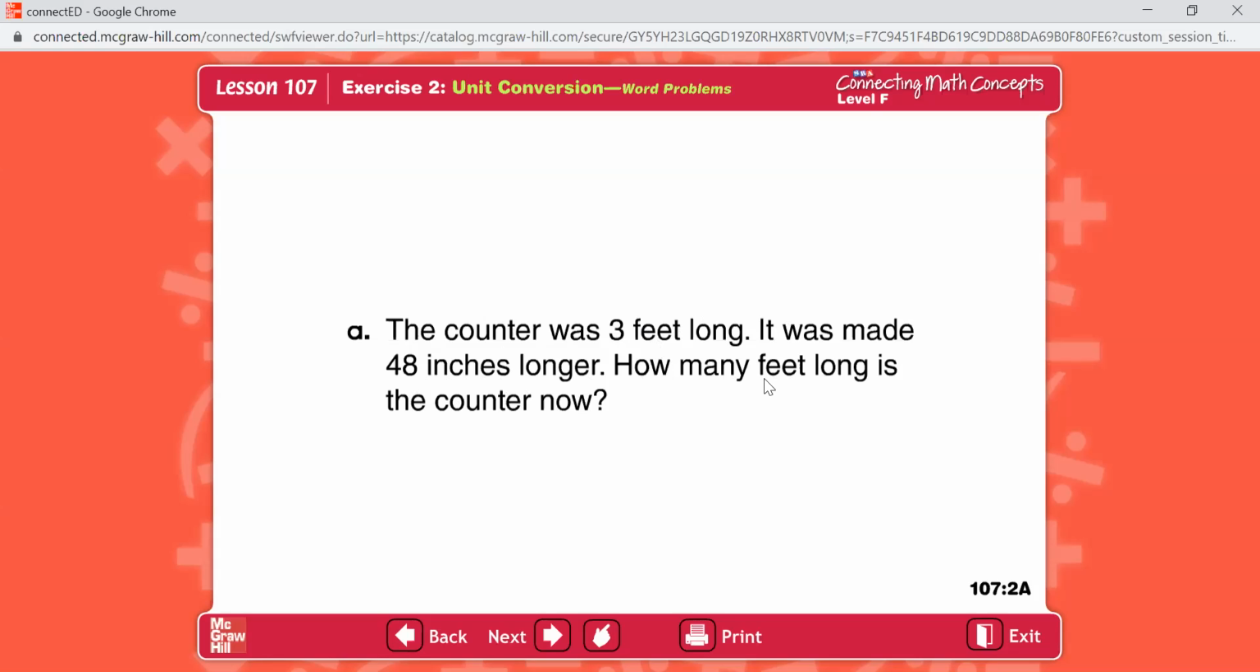Remember, the question names the unit that you need in the answer. So you change any measurement that is not in that unit. So our question is saying feet, and we know inches needs to be converted to feet.